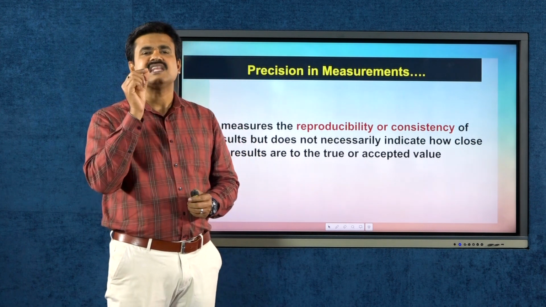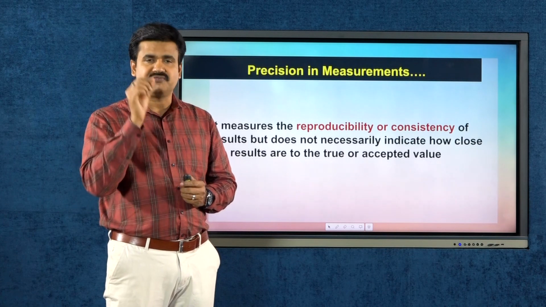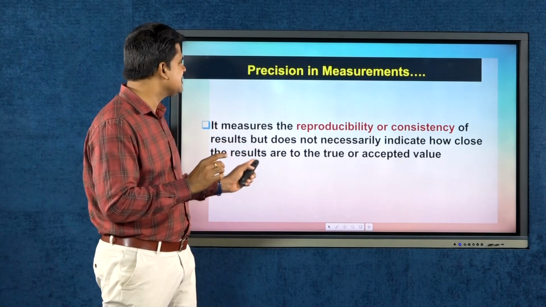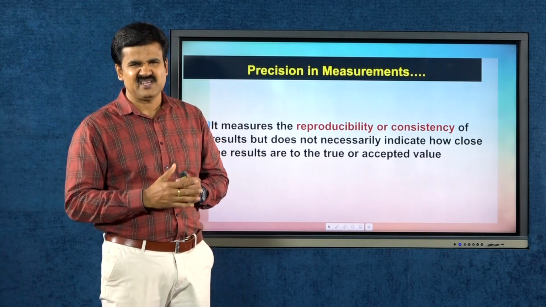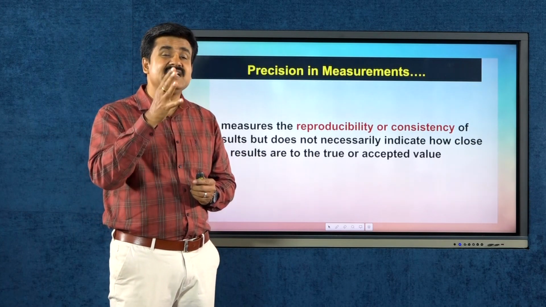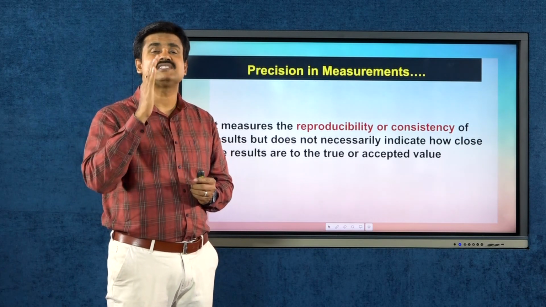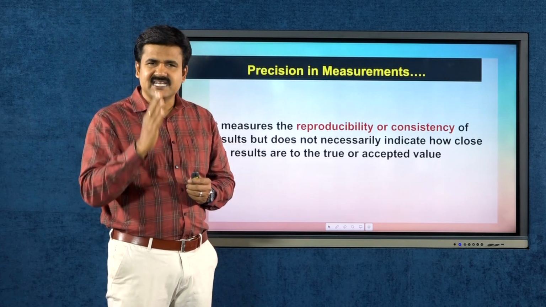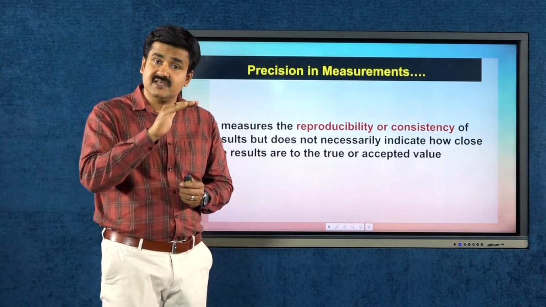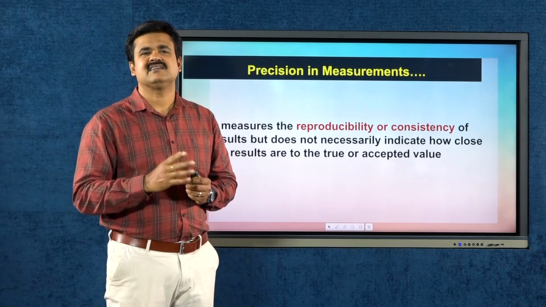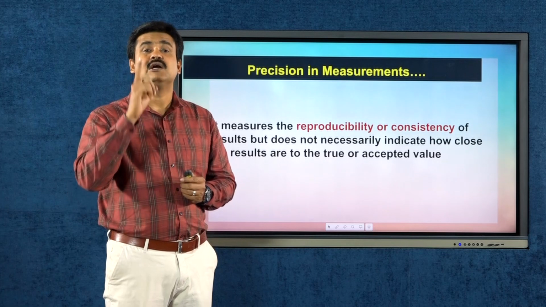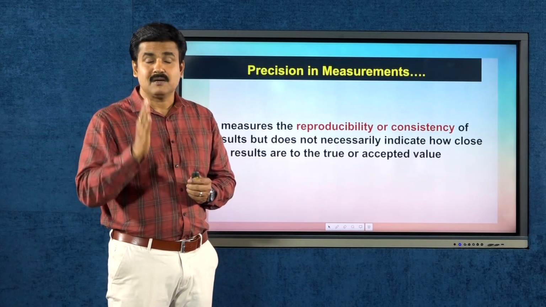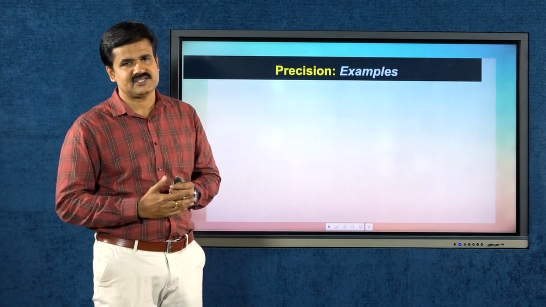It measures the reproducibility or consistency of results, but does not necessarily indicate how close the results are to the true or accepted value. This implies that precision doesn't imply accuracy. It is the most important point relating to precision and accuracy. It should be noted that if you are getting a set of values, and these values are very close to each other, with that justification, you cannot argue that the obtained values are accurate. Obtained values may or may not be accurate. Thus, precise values may or may not be accurate.